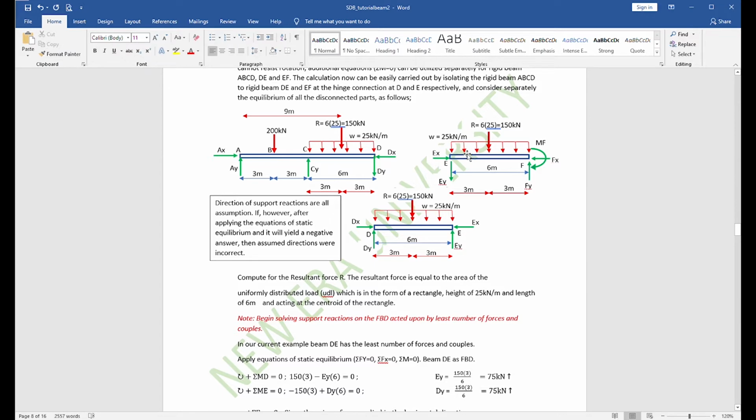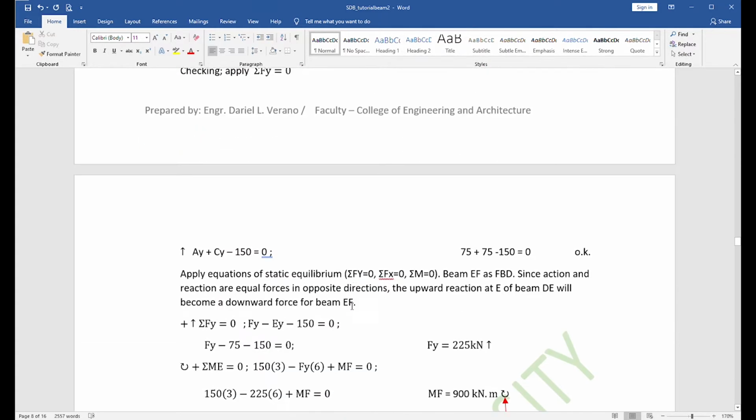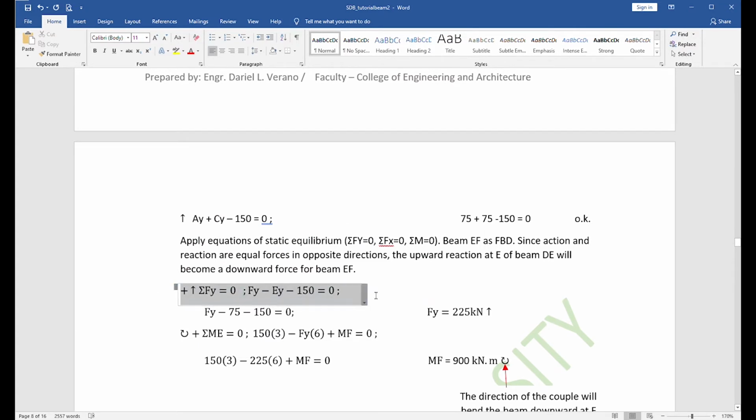Okay, so we move on to free body diagram EF. We will apply summation of forces vertical. So pag nag-apply tayo ng summation of forces vertical dito, mayroon tayong isang upward force, yung FY, yung 150 downward and yung EY downward din. Okay, so pag tinignan na natin yung equation natin, ito yun. So FY is positive, EY is downward, then 150 is downward din. So yung EY natin, since that is equal to 75, replace lang natin yung value. And from this equation, we can solve for FY, that is equal to 225 kN.